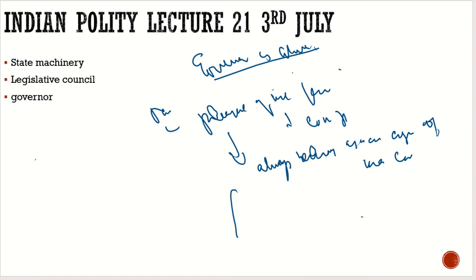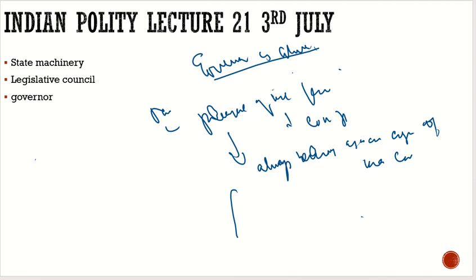Once we got independence, there were still concerns that many states would have wanted to secede from India. So at that time there was definitely the need to check them. So these were the reasons why the governor should have been there, and he was the connecting link.